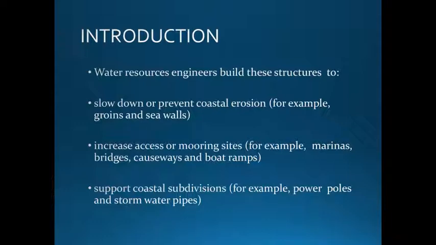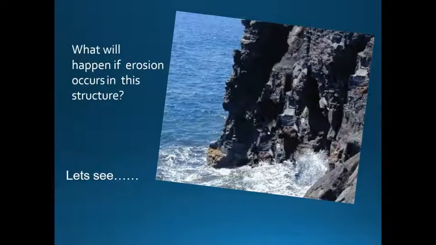Usually, coastal protection structures are built in the coastal region to slow down or prevent coastal erosion, increase the access to sites, and support the coastal subdivisions. What will happen if the erosion occurs in a section? Let us see.